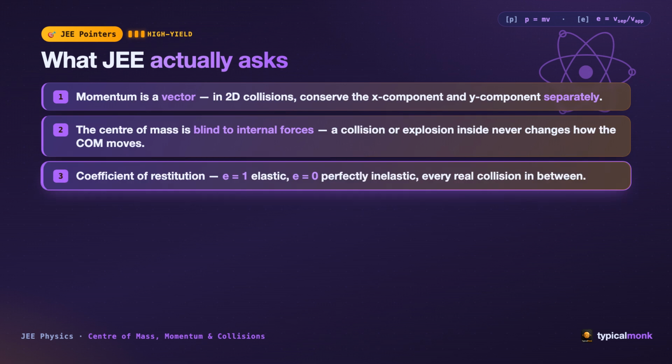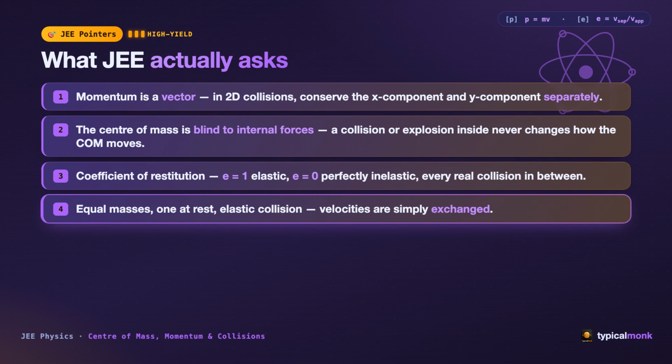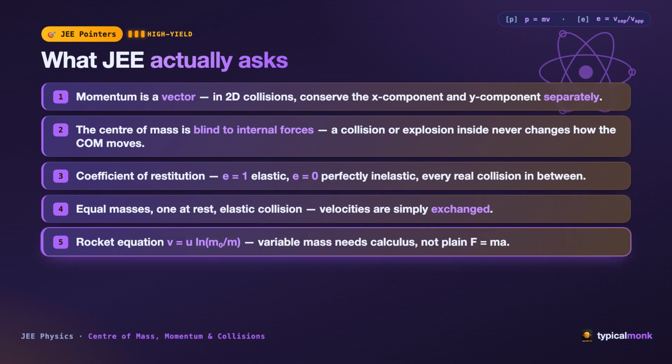3. The coefficient of restitution, E equals 1, is elastic. E equals 0 is perfectly inelastic, and every real collision sits somewhere in between. 4. Equal masses, one initially at rest, a perfectly elastic collision, the moving mass stops dead, and the stationary one takes off with exactly the same velocity. The velocities are simply exchanged. 5. The rocket equation, V equals U times the natural log of m naught over m, comes from integrating a momentum that keeps changing. Variable mass needs calculus, not plain force equals mass times acceleration.